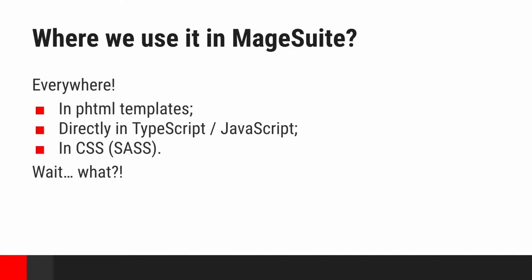We also wanted to use the defined configuration not only in templates, but in JavaScript and CSS files as well. And last, but not least, we wanted to have some possibility to extend our content constructor components. After research, we found out that with a small amount of custom tooling, we can easily use view.xml to fulfill our needs. Currently, we're using it almost everywhere in MageSuite. Use cases include PHTML templates, TypeScript, and CSS files.